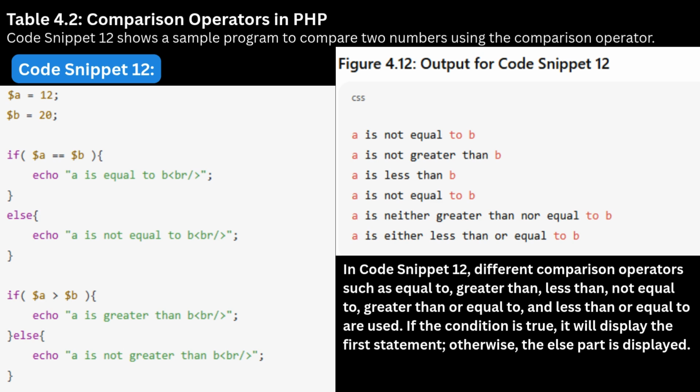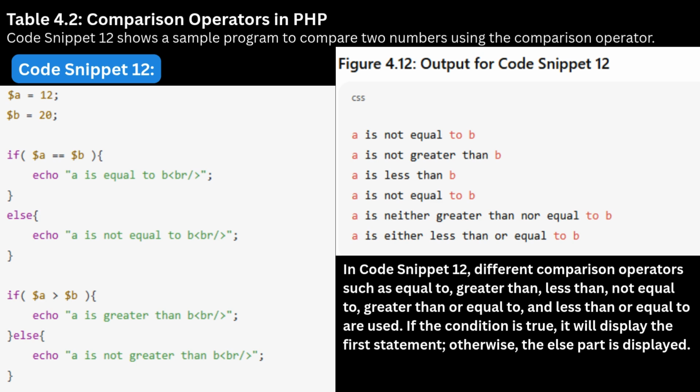Since 12 and 20 are not equal, the condition evaluates to false, and the program executes the else block, displaying "A is not equal to B." Next, the program checks whether $a is greater than $b using the > operator. Again, since 12 is less than 20, the condition is false, and the output becomes "A is not greater than B." Then, the program checks for the less than condition.